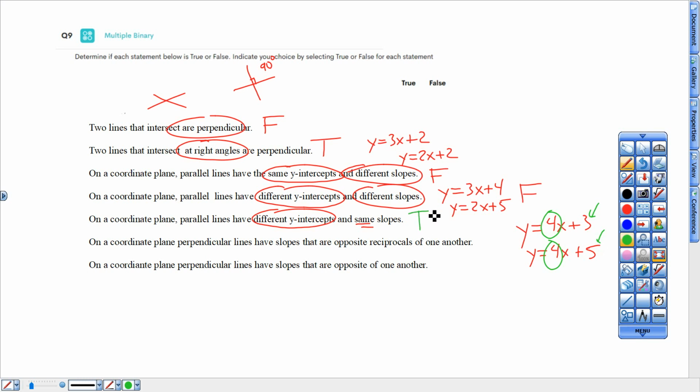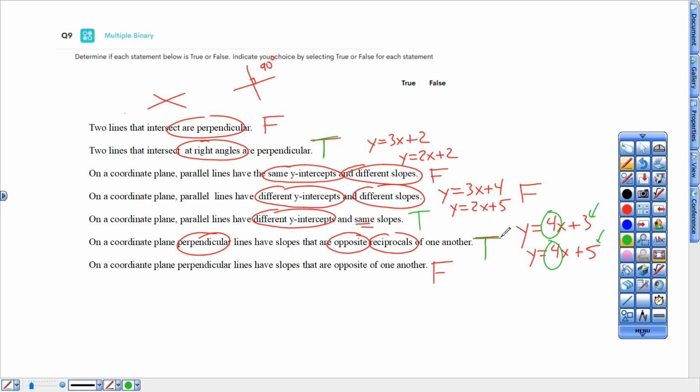So I'll do that in green. I'll do the true ones in green. All right, coordinate plane. Slopes that are opposite reciprocals, perpendicular. Yep, perpendicular is opposite reciprocals. If it says just opposite, that would be false. And again, let's do this in nice green to illustrate that. So false, true, false, false, true, true, false.